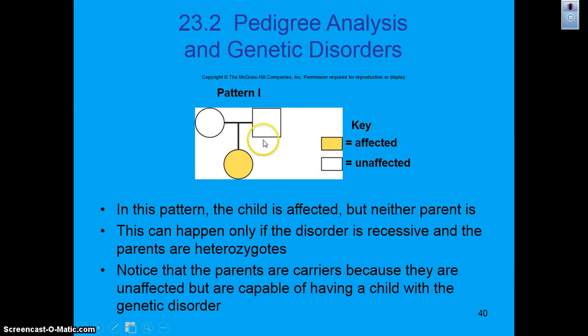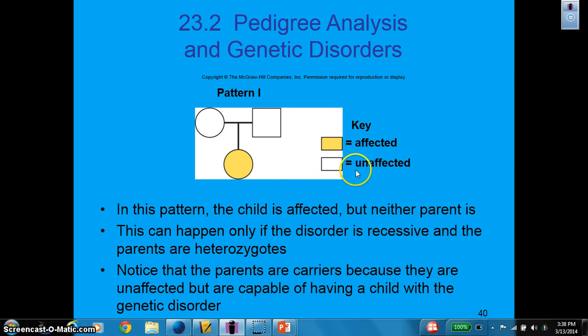So this is what a pedigree looks like, and we use circles to indicate females, and we have squares to indicate males. And you notice we have a key over here, so the ones that are not colored in are unaffected, and the ones that are colored in are affected. So if I were going to read this, I would say that this individual is married to this individual, and they had one offspring that was a female, and the female is affected by this genetic disorder.